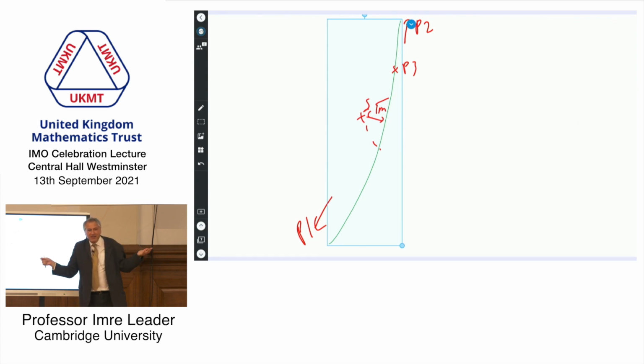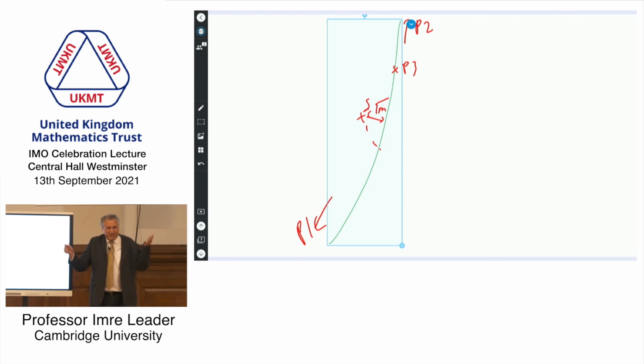I don't want to say a circle is a polygon with many sides, because I don't think it is, but it's something like that. It's got more than many sides.